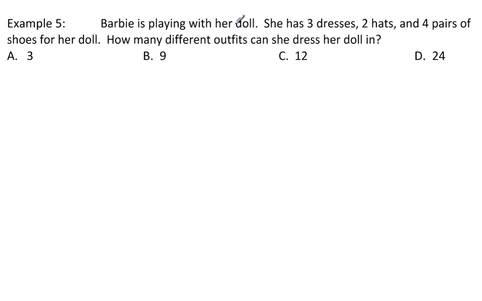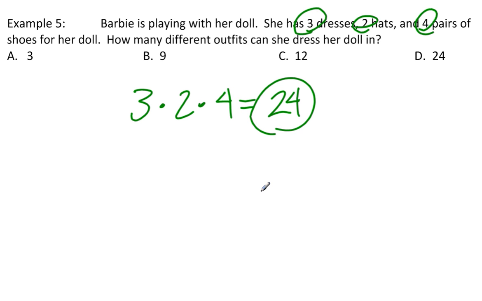Alright, Barbie's playing with her doll. That doesn't make sense. Barbie is the doll. Maybe there's Barbie with a Barbie. That'd be crazy. Alright, so we got 3 shirts, 2 different hats, 4 pairs of pants, or 4 pairs of shoes for her doll. Alright, multiply those out. Now Barbie's got 24 different combinations of outfits.